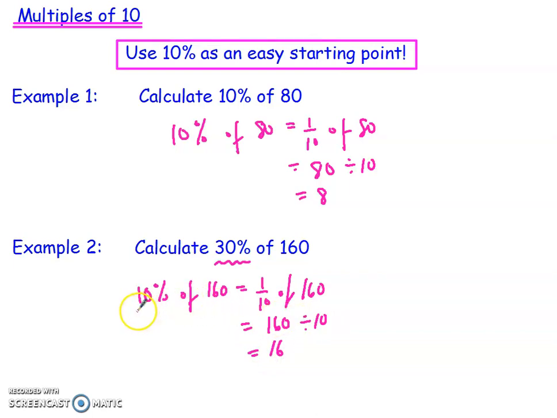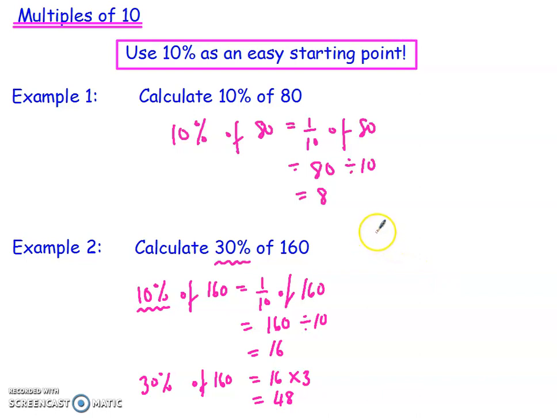Then what we would try to do is build up the relationship between 10% and 30%, and have them realise that there are three 10%s making up 30%, so we would simply take our final answer here and multiply it by 3. So 30% of 160 we would get by multiplying the 16 by 3, giving an overall answer of 48. We can do that for lots of different multiples of 10.